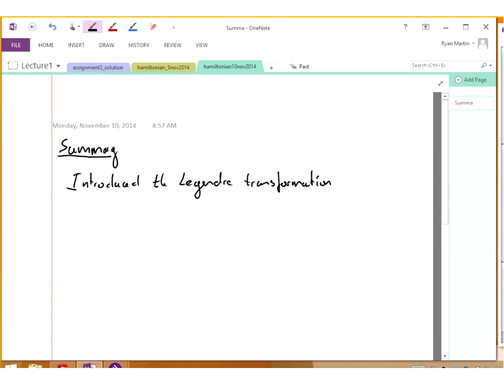And it allowed us to describe a system using two different functions. On the one hand, the Lagrangian, which is a function of the generalized coordinates, the generalized velocities, and time.